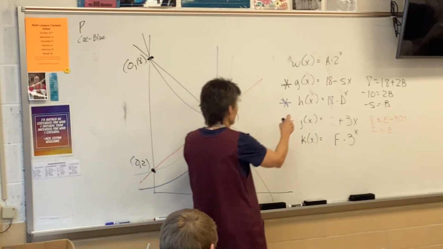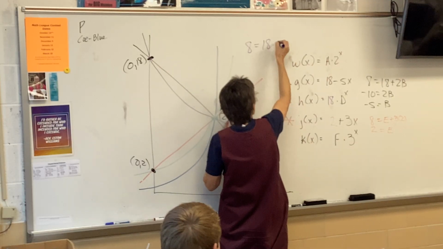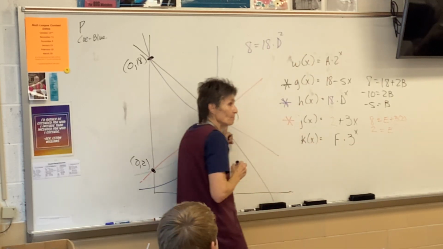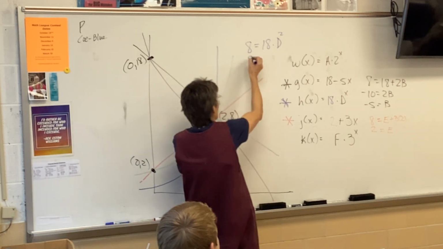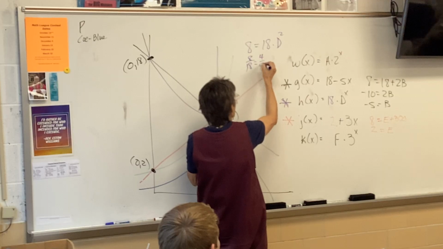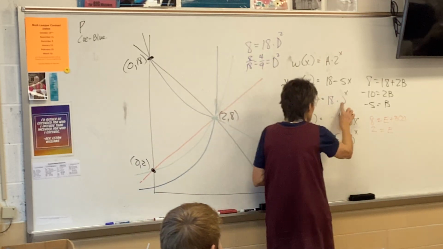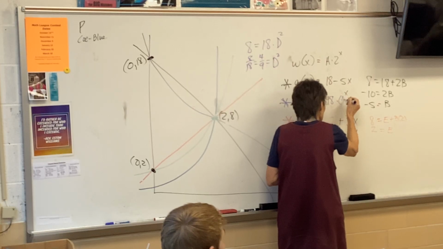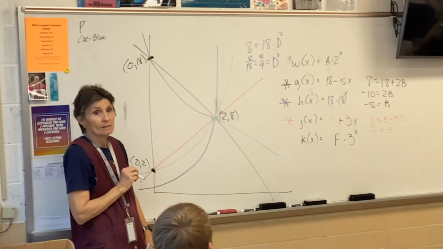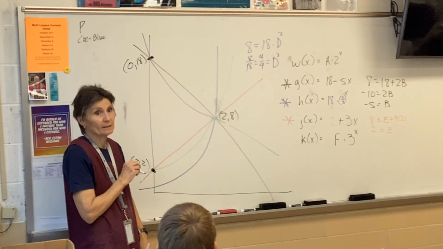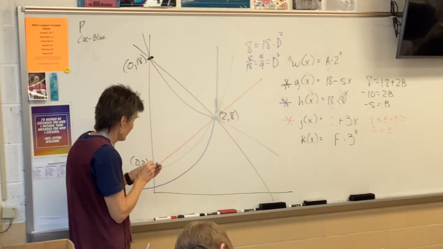And then again, we have this point. So 8 equals 18 times d squared. So 8/18, which is 4/9, equals d squared, so it looks like d is 2/3. Which, as you suspected, is less than 1, that's a decay equation. All right.